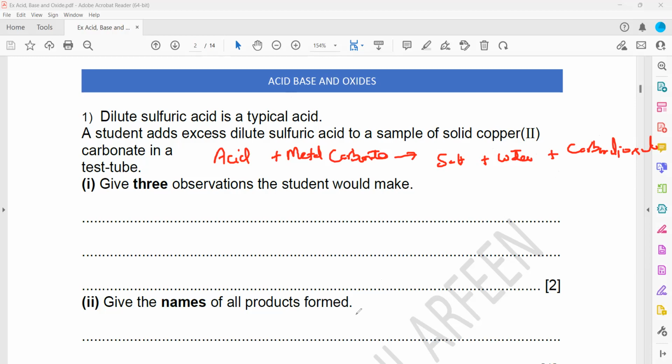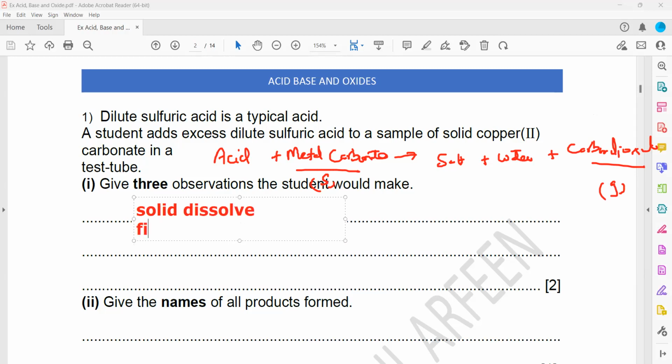We have to give 3 observations the student would make. What are the observations? First, because a gas is given off, there will be bubbles, fizzing, effervescence. Because excess acid is used, all the metal carbonate will react and disappear, so the solid dissolves. And because copper is a transition element, it will form a colored solution, a blue solution.